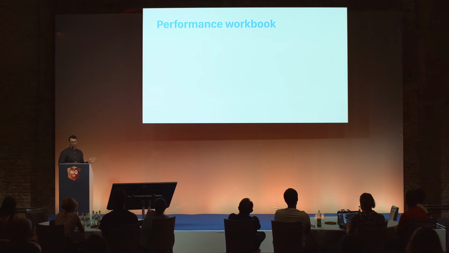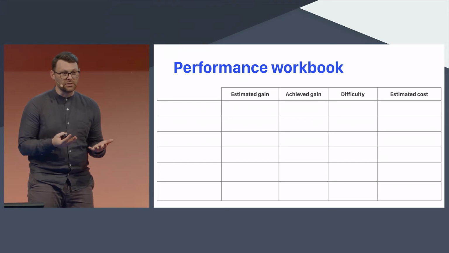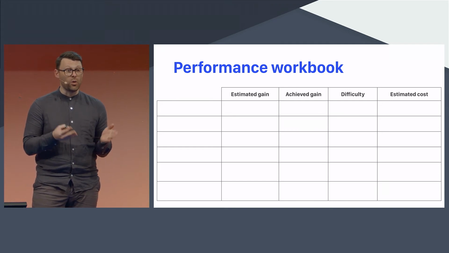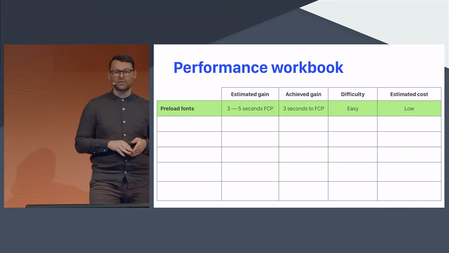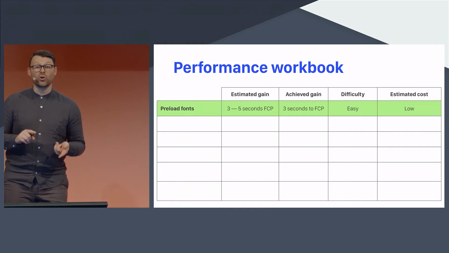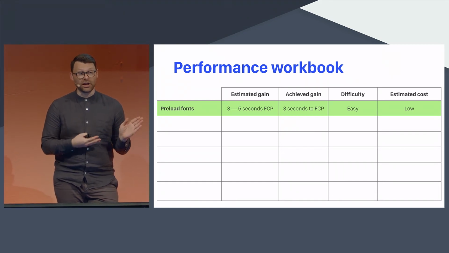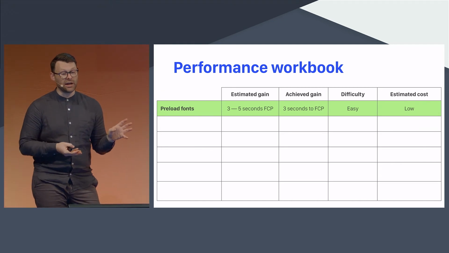One thing that I like to do during this process is use a performance workbook. So I start with a table. I have a couple of columns, an estimated gain. So I'm going to come up with a theory of a thing that I could possibly do, and I'm going to put in my estimate of what would happen if I did it. Here's an example. If I were to preload the fonts on this page, knowing that a font is something that relates to browser painting, well, I think it will save 3 to 5 seconds in FCP. We can then use local overrides and add preload to a page and see what the impact of that is. We can see that the achieved gain was about 3 seconds to first contentful paint.